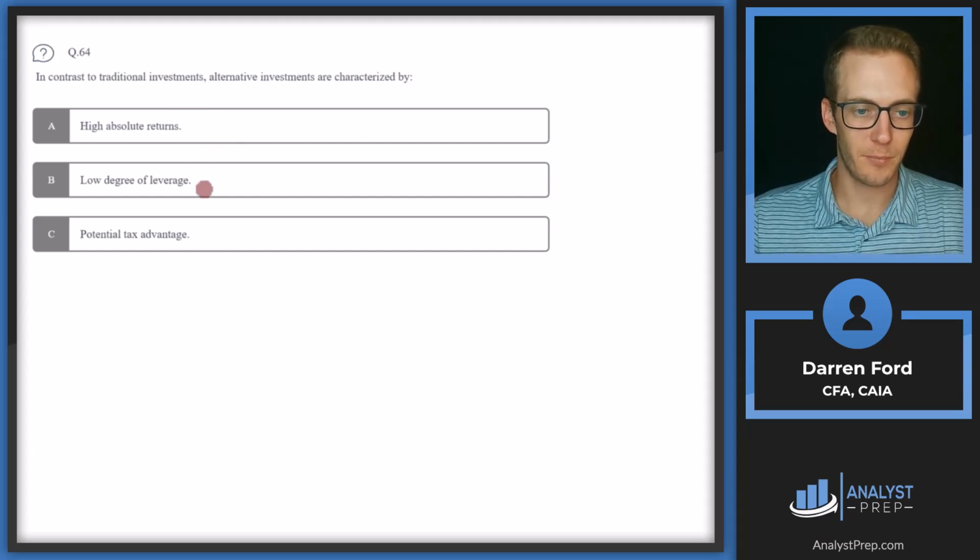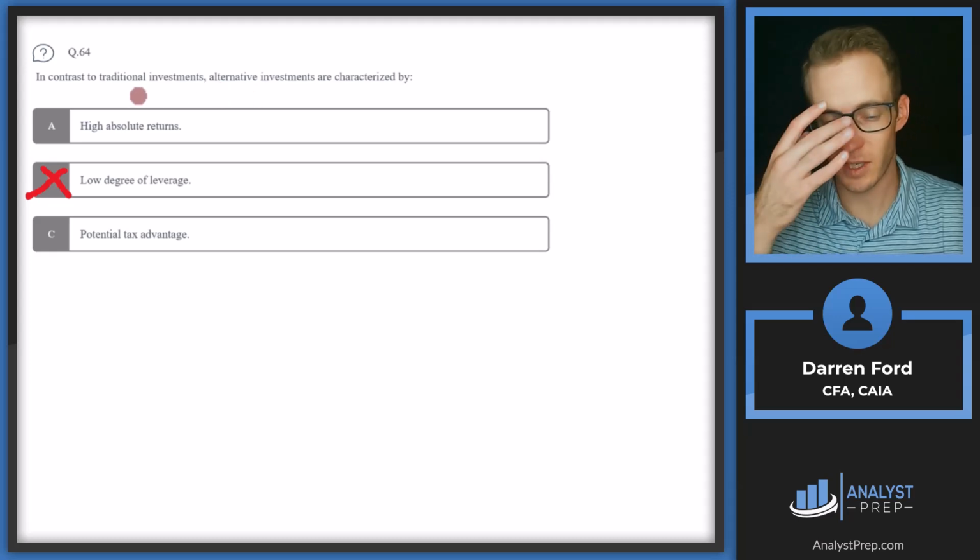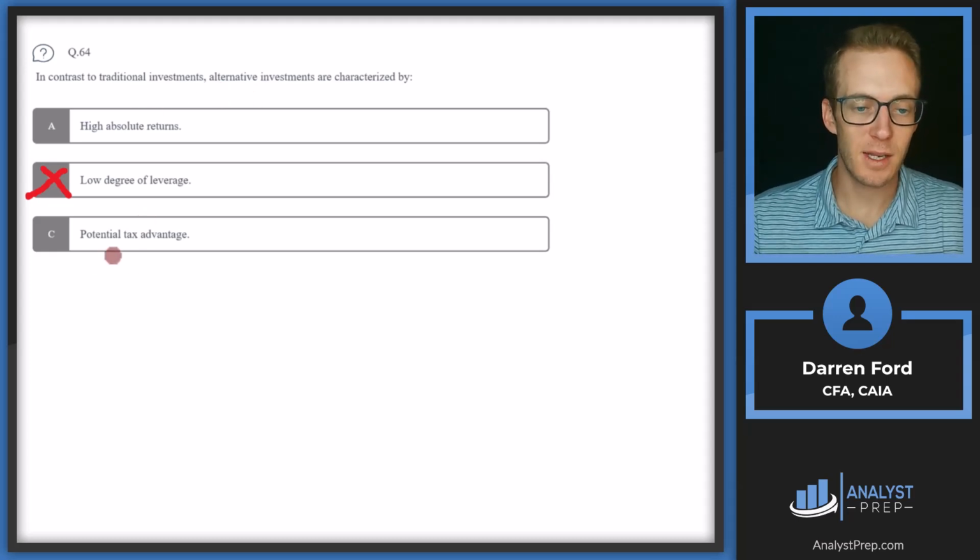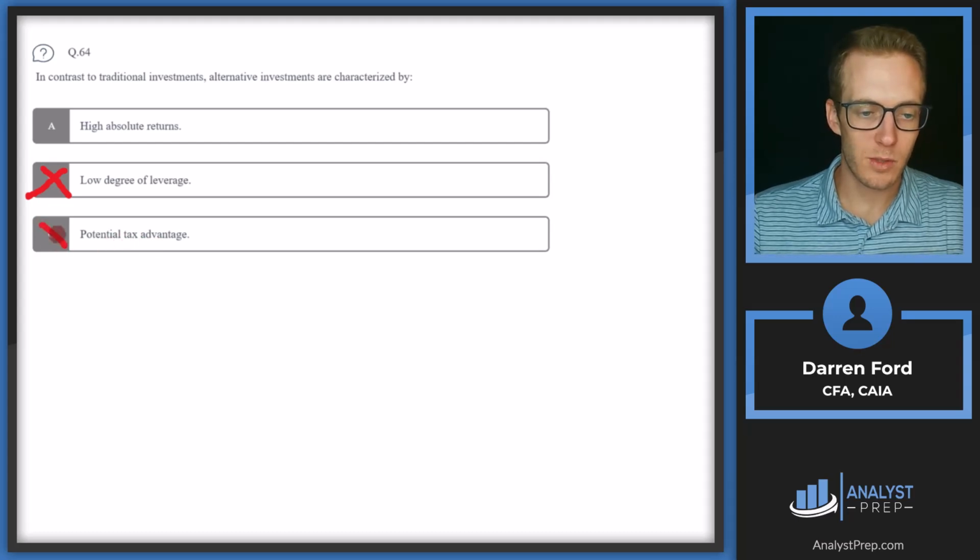Not going to circle it yet. B, low degree of leverage. We can rule that out right away. These investments certainly have more leverage than traditional investments like stocks and bonds. And C, potential tax advantage. This one we can probably rule out as well.